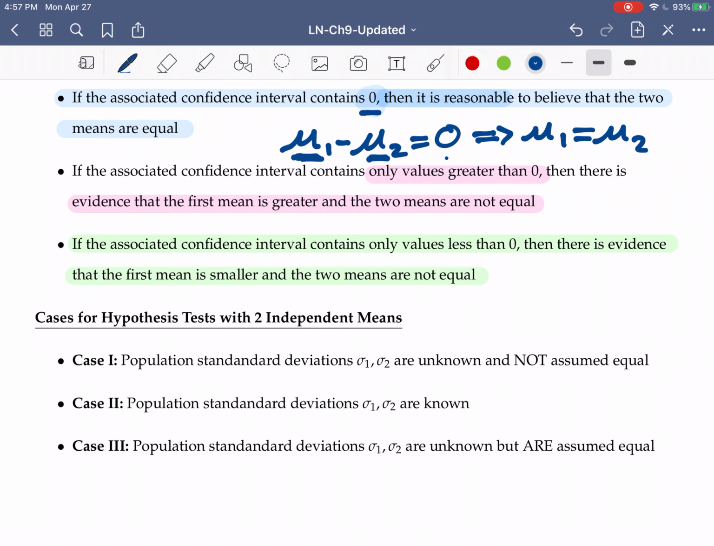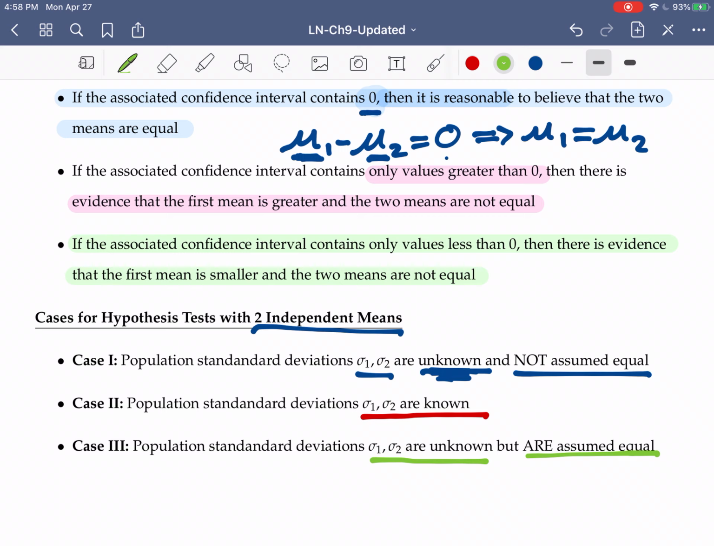When we go through hypothesis tests here, we're going to have 3 different cases when we're dealing with 2 independent means. Each of these cases will be really subtly different. The first is where the population standard deviations, sigma 1 and sigma 2, are unknown, and not only do we not know them, we also don't assume them to be equal. Maybe they are, we just don't make that assumption at the beginning. It's possible that we know the values of sigma 1 and sigma 2, so that's case 2. And then case 3 is we don't know them, but we are going to assume that they are equal.